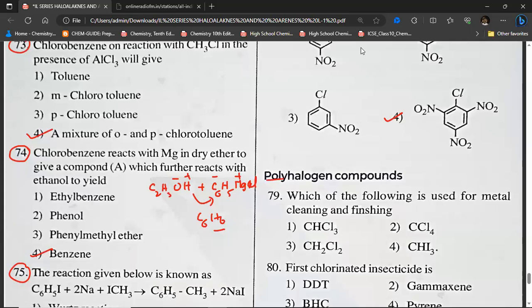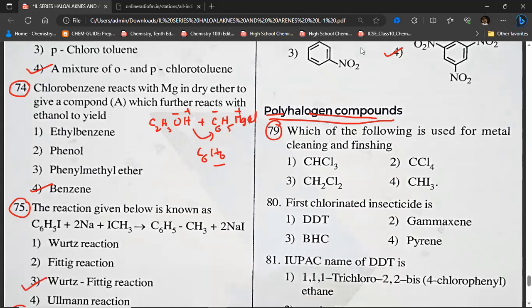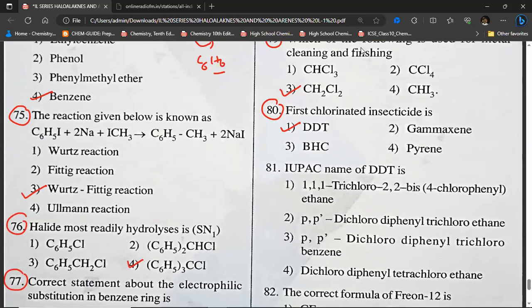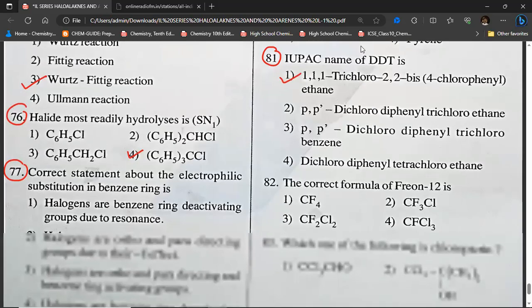The last concept is polyhalogen compounds. In polyhalogen compounds, the first question asked is, which of the following is used for metal cleaning, finishing and all? It is nothing but dichloromethane, methylene chloride, CH2Cl2. It's a conceptual one. The first chlorinated insecticide is nothing but DDT, dichlorodiphenyltrichloroethane. Its IUPAC name is asked in question 81, that is 1,1,1-trichloro-2,2-bis(4-chlorophenyl)ethane, which is the right option. 82.